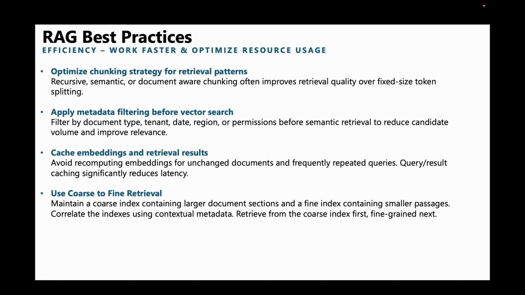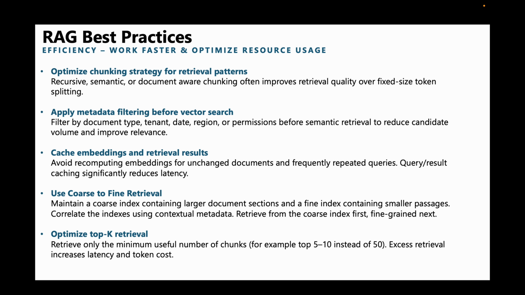At the time of retrieval, you should retrieve relevant sections from the coarse index first and then use metadata filters to narrow down retrieval within the fine index. This will reduce unnecessary vector comparisons, will lower your retrieval cost, and improve scalability, especially for larger datasets.